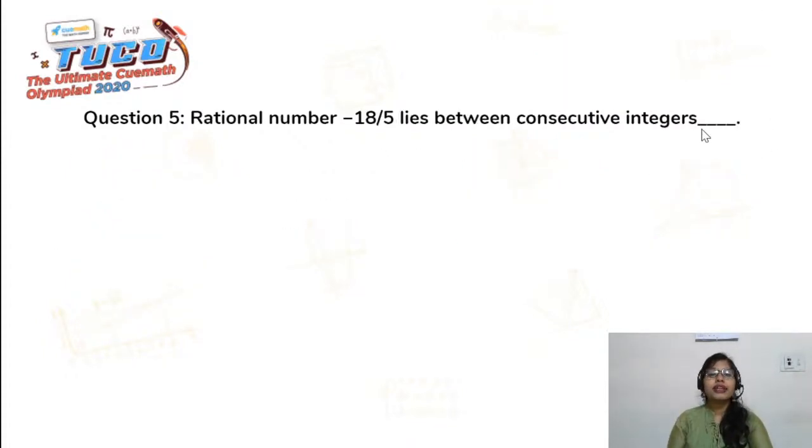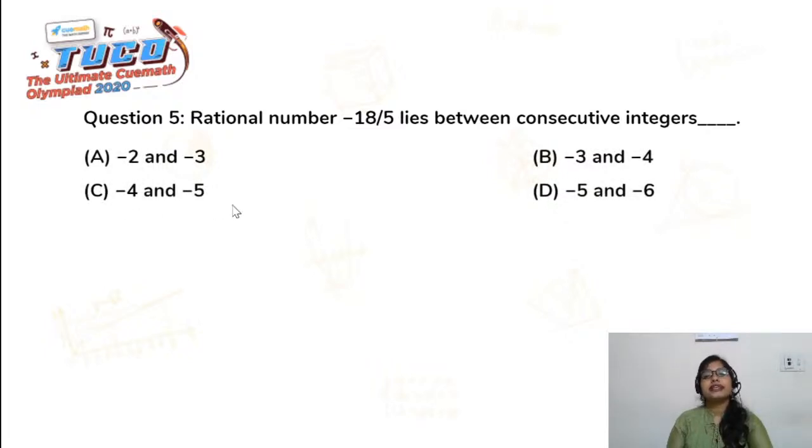So here goes our next question. Rational number minus 18 over 5 lies between consecutive integers, and the consecutive integers given are this. I think this is going to be one of the easiest questions for a grade 9th and 10th student. I'm sure enough. So let's see who gives the answer in the comment section. I want maximum responses for this particular question because this is a very, very simple question. Very easy.